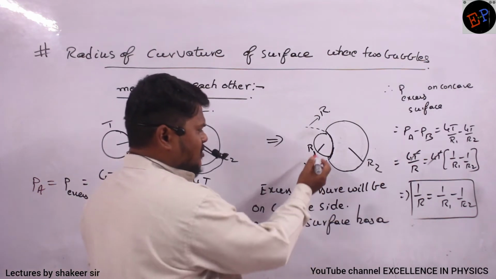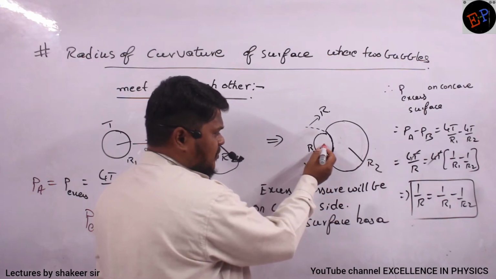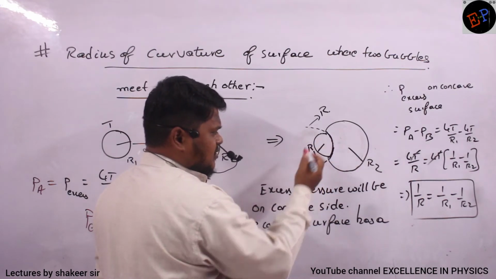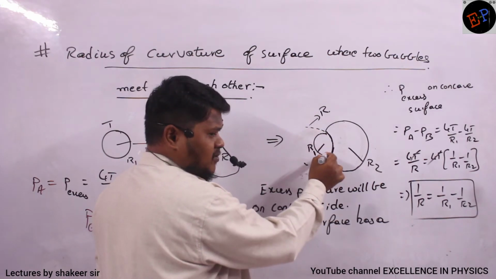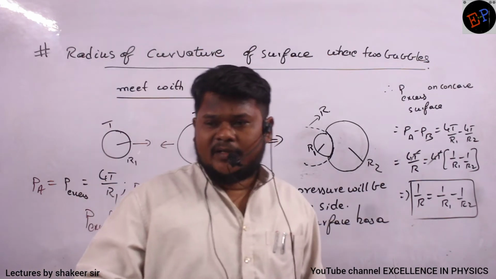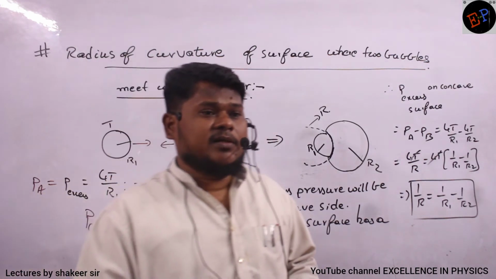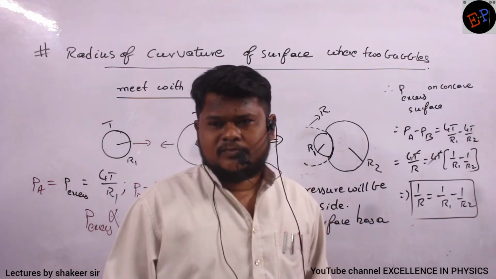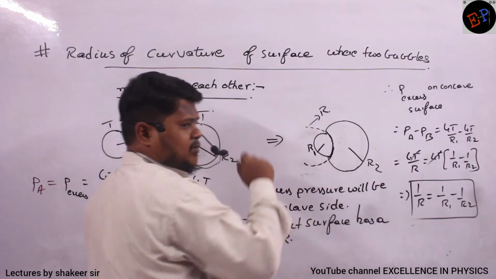So the radius of the smaller bubble is R1, the radius of the bigger bubble is R2. But pressure in the smaller bubble is greater than pressure in the bigger bubble, no? So therefore, a concave surface will be formed towards the smaller bubble. Because already we studied, on which side will pressure be greater, concave side or convex side? Concave side pressure will be greater, no? So therefore, the concave side will be formed towards the smaller bubble.